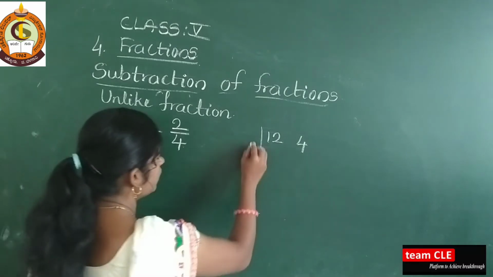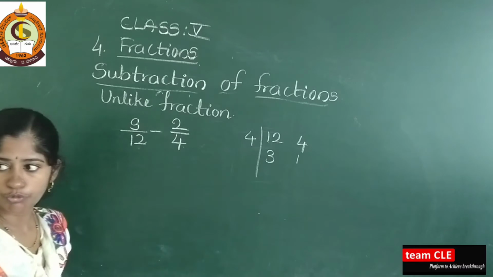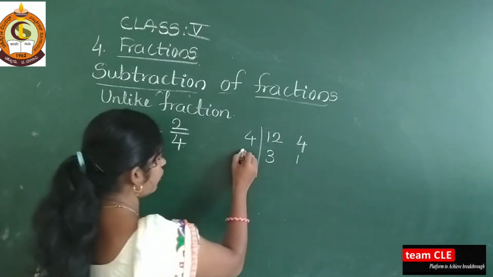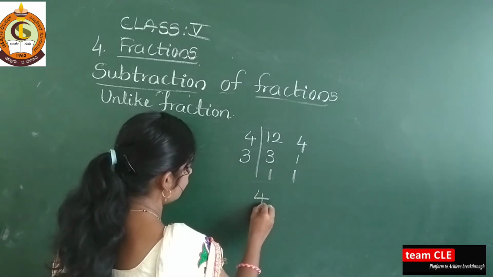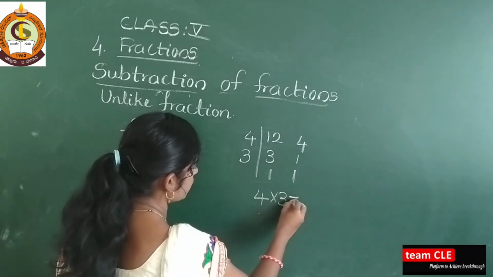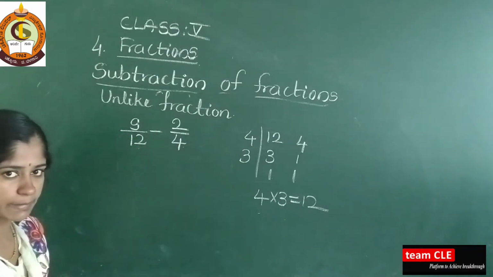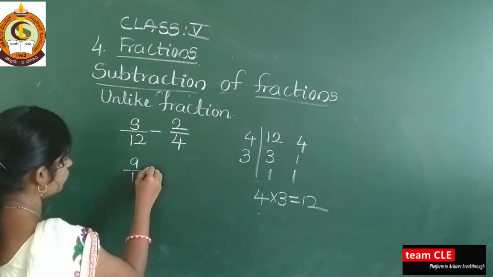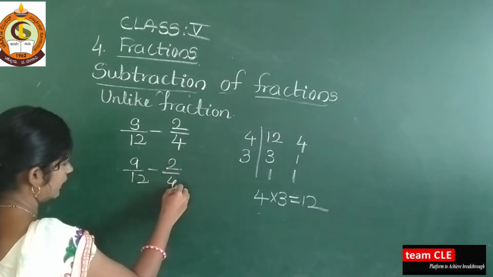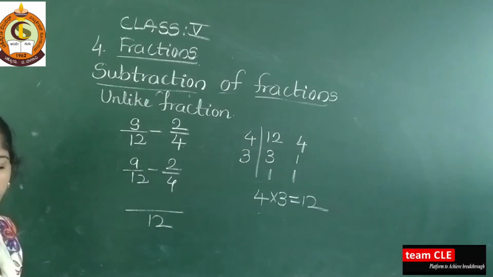4 3s are 12, 4 1s are 4. Again you take here 3, 3 1s are 3, 1 as it is. 4 into 3, 4 3s are 12. I hope you are getting my point. Then once again you write this 9 by 12 minus 2 by 4, and again I will write here 12. Okay, why did I write here 12? Because the LCM of the numbers is 12.